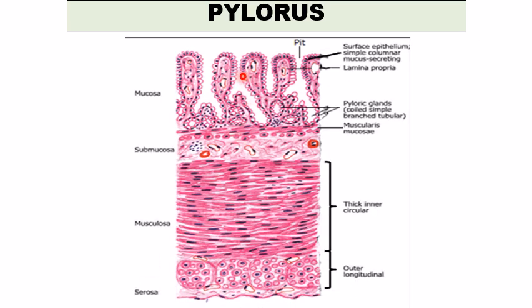The pylorus, wide, deep crypts, mostly mucus secreting cells. The crypts wide and deep. Submucosa narrow, very large inner circular, which forms the pyloric sphincter, and then the outer longitudinal, then the serosa.